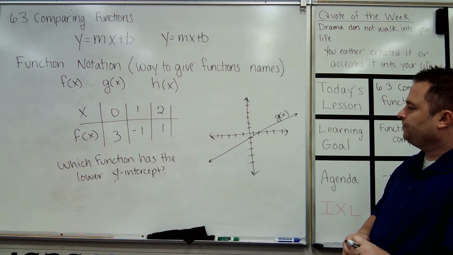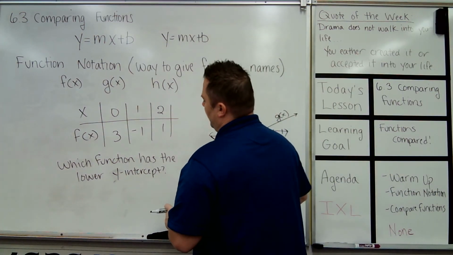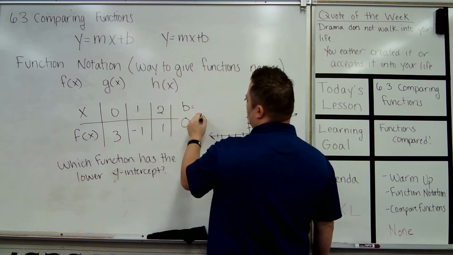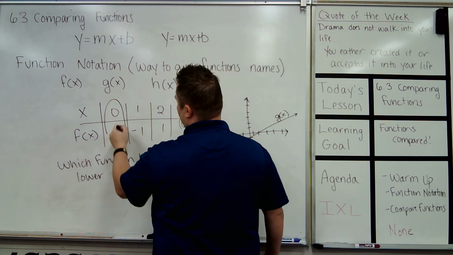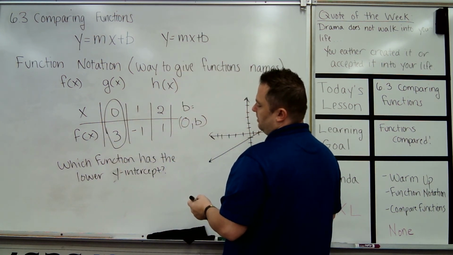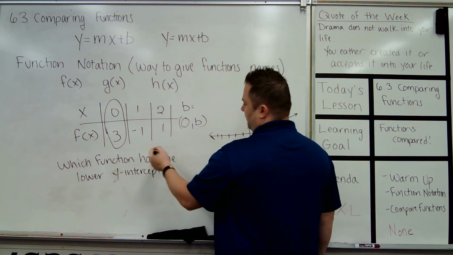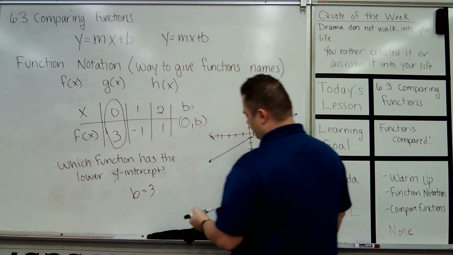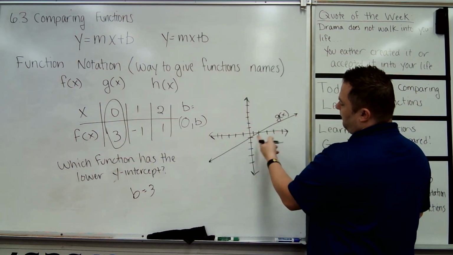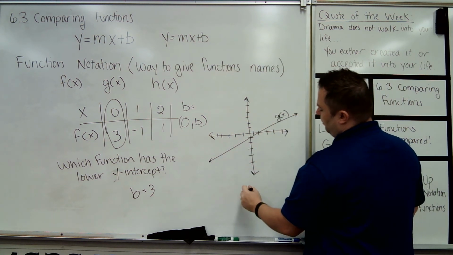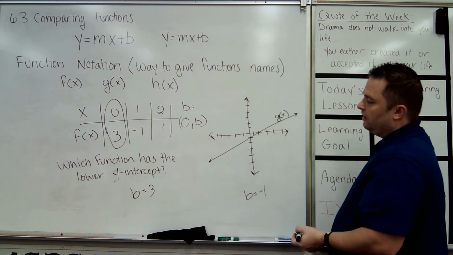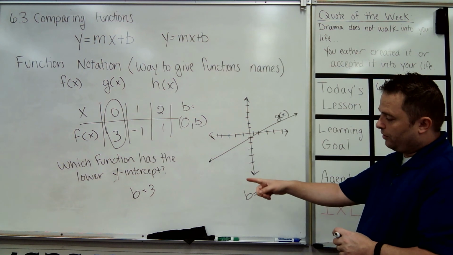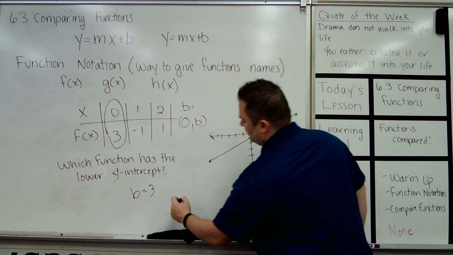Well, let's take a look at it. I have a function here, and I'm looking for the y-intercept, meaning I'm looking for b equals, or (0, b). Remember, in tables, we're looking at this. So my y-intercept for this table is b equals 3 because (0, 3). Well, in this graph here, I know that it crosses the y-axis at -1, so this b is equal to -1. So when the question asks, which function has the lower y-intercept? -1 or 3? g of x is lower, so the answer is g of x.